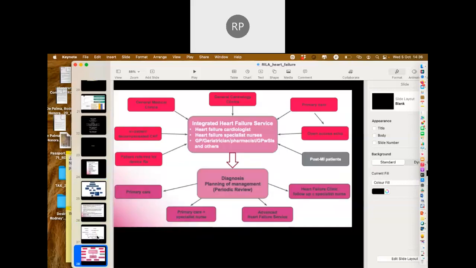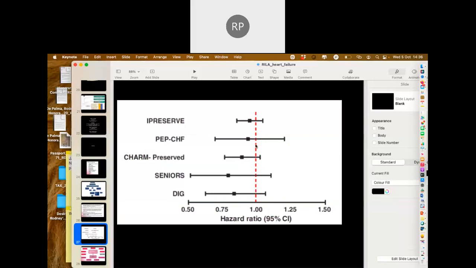And this is just a slide, a forest plot, just showing some of the more recent studies. I think there's one that's missed off here, showing that most of the treatments that are used for heart failure with reduced ejection fraction don't seem to have a significant effect when you're treating a patient with heart failure and preserved ejection fraction.